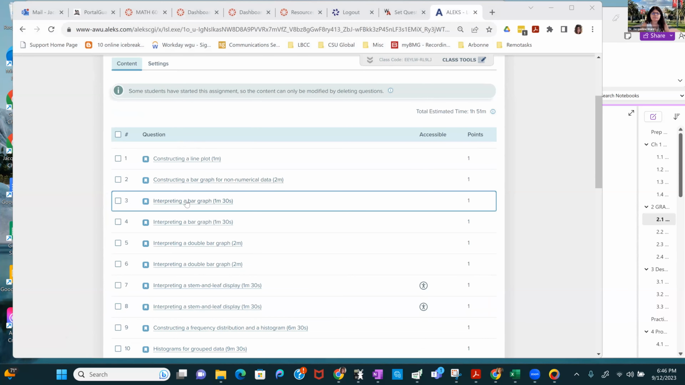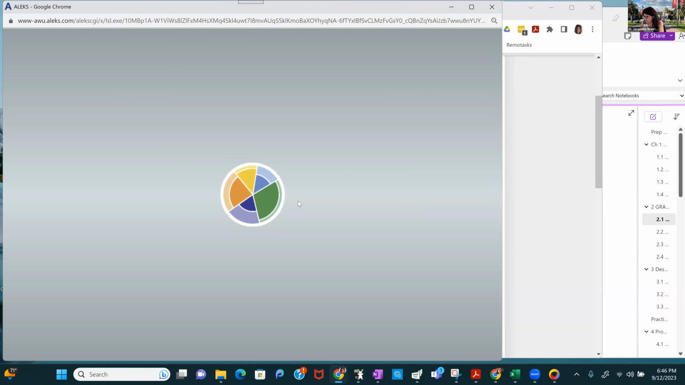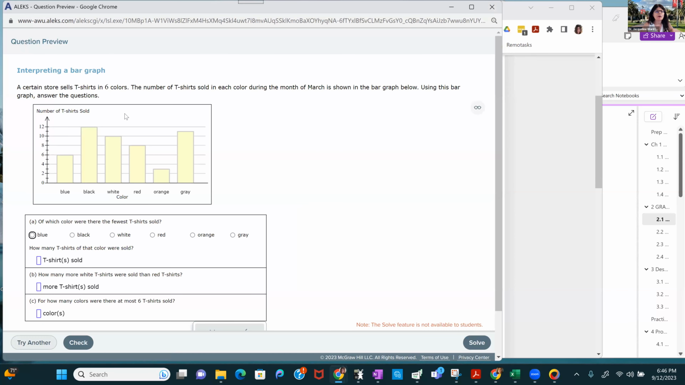All right. And next up, we have interpreting a bar graph. So a store sells t-shirts in 6 colors. Here they are. So we can see the number of t-shirts sold along this axis and the colors along this axis, right? So the bar right above the color corresponds to each other. And since this is categorical data, it's not a number line or anything. We just leave some space between each bar.